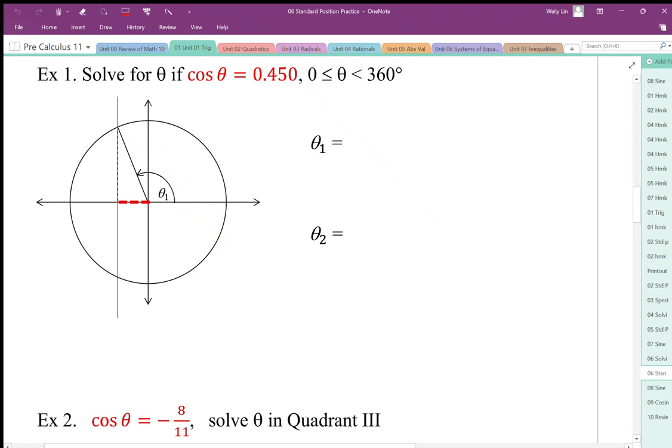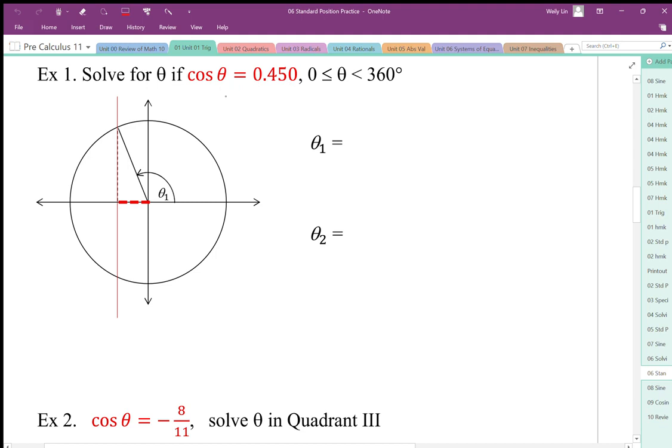So in this problem, we've been given the cosine ratio, and we have not been given the quadrant. So we have to consider both angles. In fact, we have to give both angles, both positions, as the solution to this problem, because a quadrant is not specified. So when I look at this, I think cosine theta equals 0.450.